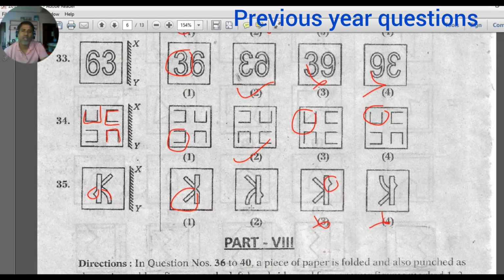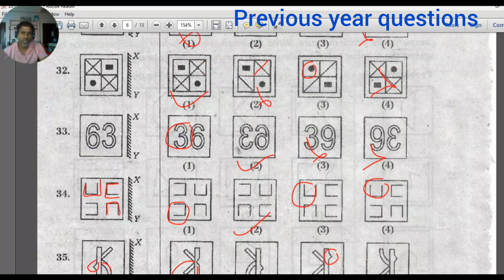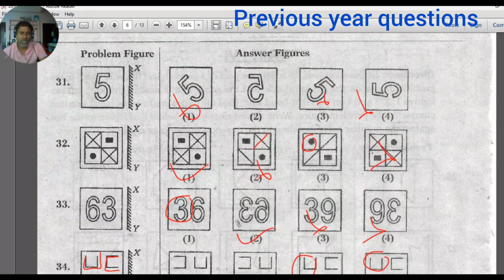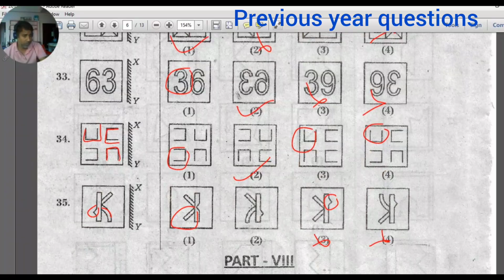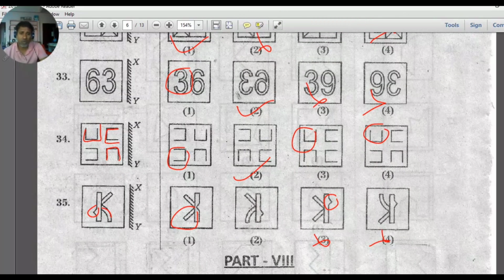So like this, the questions will be there in the main exam. Here we did not see the water image question, but in recent exams they are asking water image questions also. You be careful about that.